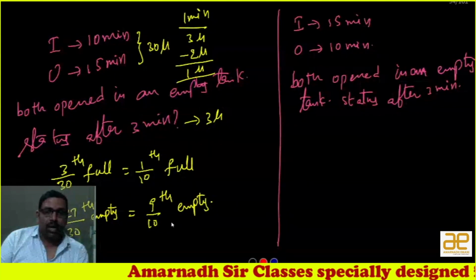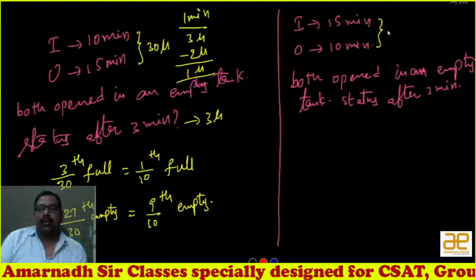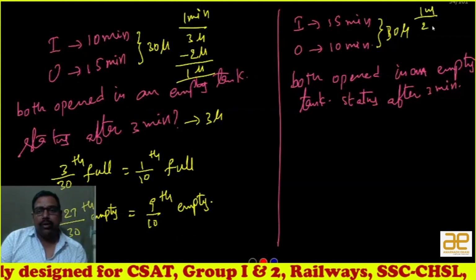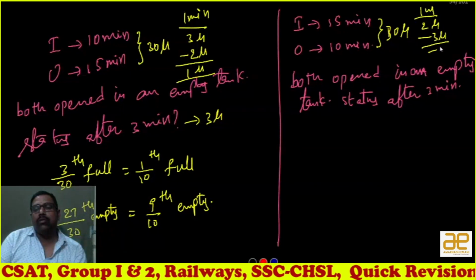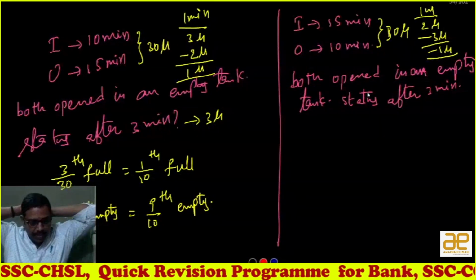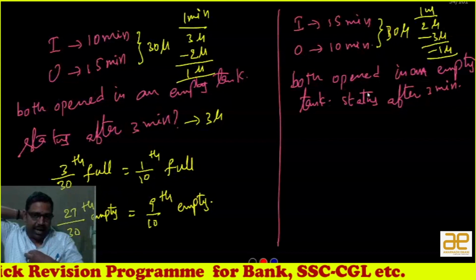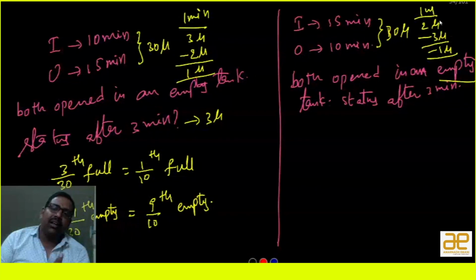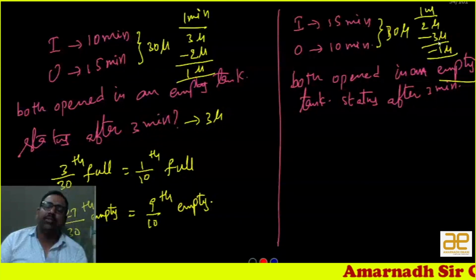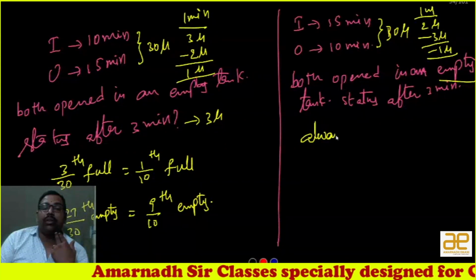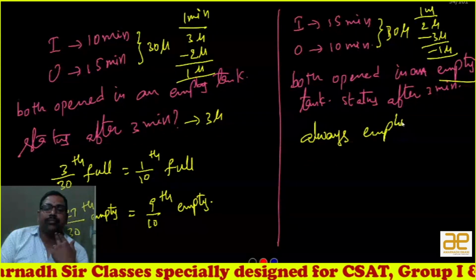Okay. Yeah, good. Suppose we take this, LCM is 30 units. In 1 minute it is 2 units. It is 3 units. When both are working, it will be emptied. When both are working, the tank will not get filled. It will be emptied again. So both opened in an empty tank initially. The outlet's capacity is more. That's why it will never fill, because whatever the inlet gives, the outlet will empty, right? So it is always empty only. What is the status? Always empty. Okay.